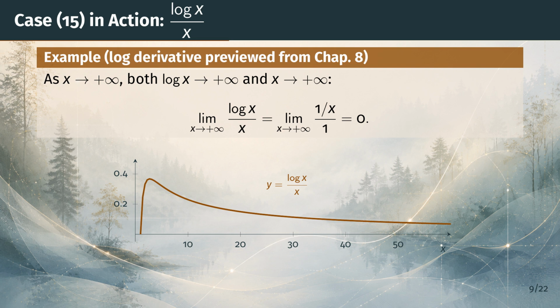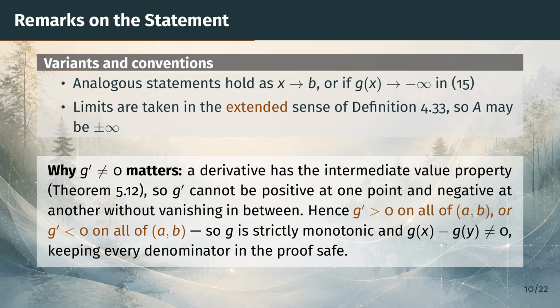Now a few remarks on the fine print. First, everything we say for the limit as x approaches the left endpoint a has a mirror image for the limit as x approaches the right endpoint b, and the infinity case works just as well if g tends to minus infinity instead of plus infinity. Second, all these limits are understood in the extended sense of definition 4.33 from Chapter 4, which means the target value a is itself allowed to be plus or minus infinity, not just a finite number.